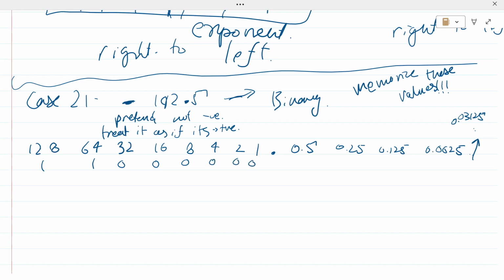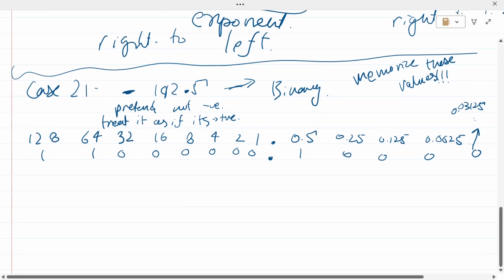11000000, right? And then on the point side, how do you get 0.5? One here, and the rest of them are going to be zeros. Okay? This is how you do it. Simple as that. Okay? Didn't change the value. This was the first step, right?